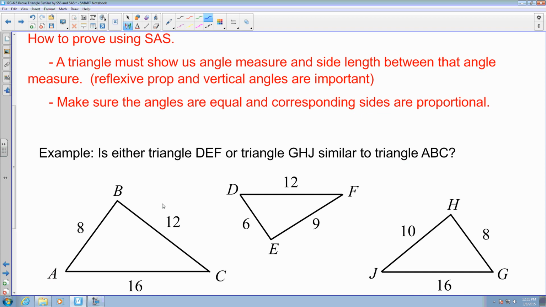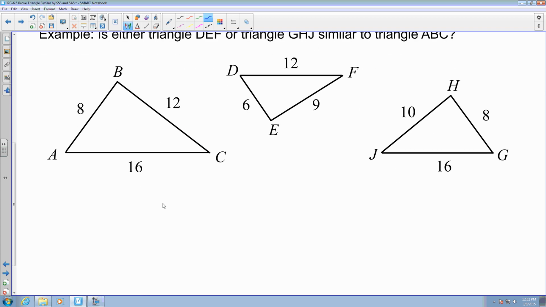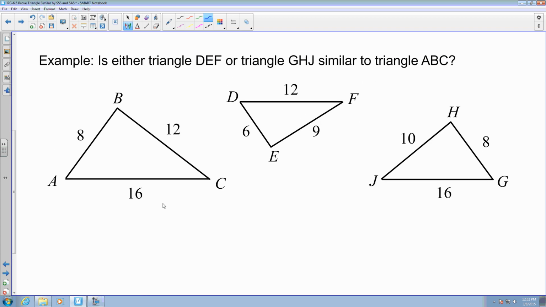So what we have here for the first example is they want to know is either triangle DEF or triangle GHJ similar to triangle ABC. So right off the bat, we notice that they give us all the side measures. So the only way that we can prove that these triangles are similar is by side, side, side. So we have to make sure that they're proportional.